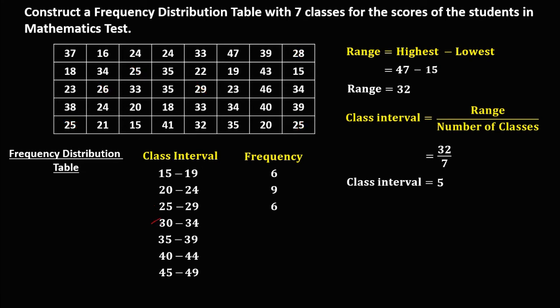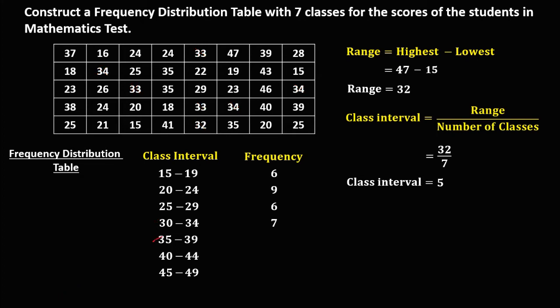Then for the fourth class, scores within 30 to 34. We have 1, 2, 3, 4, 5, 6, 7. So 7 scores within 30 to 34.